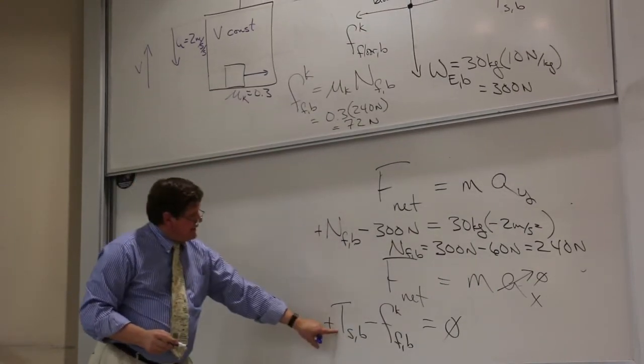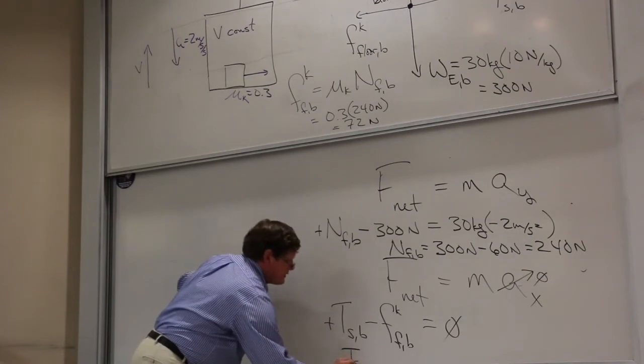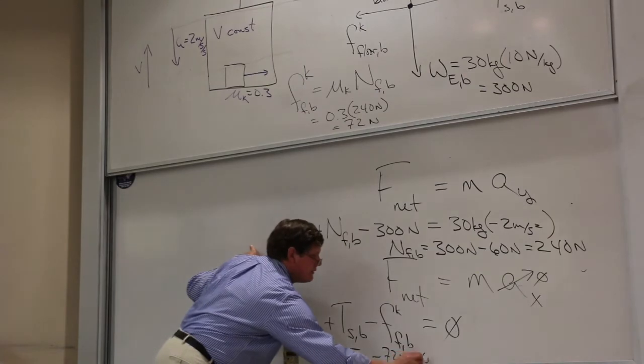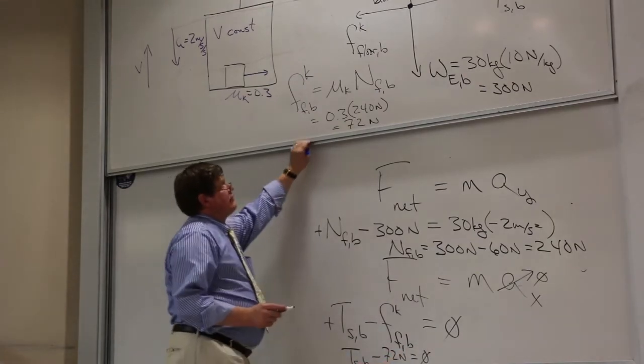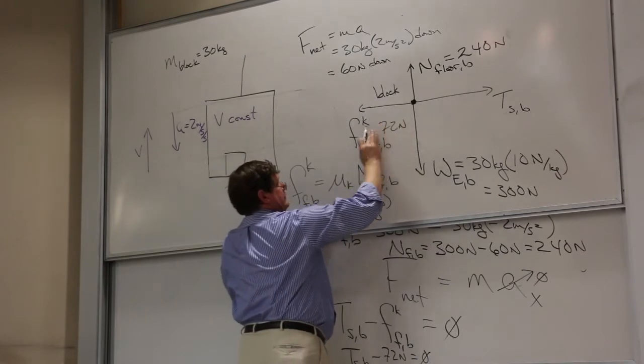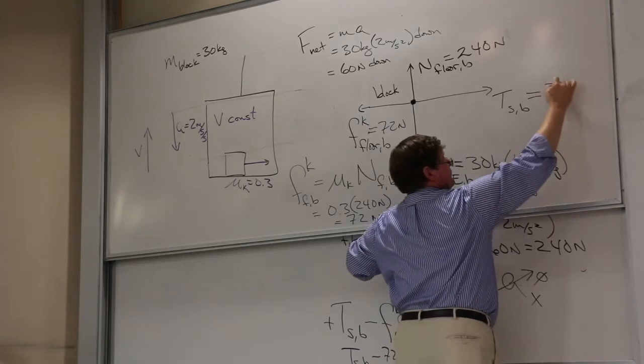So if I come down here and plug in 72 newtons, the tension minus 72 newtons equals 0, and that gives me that the tension, if this is 72 newtons, this is 72 newtons.